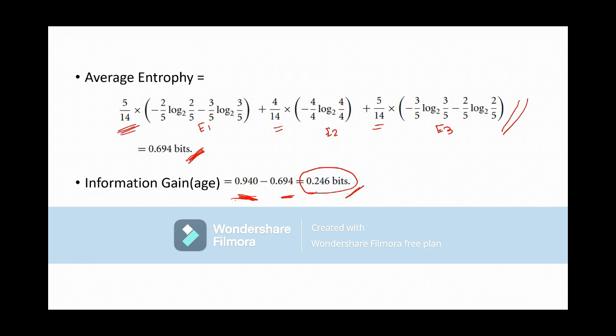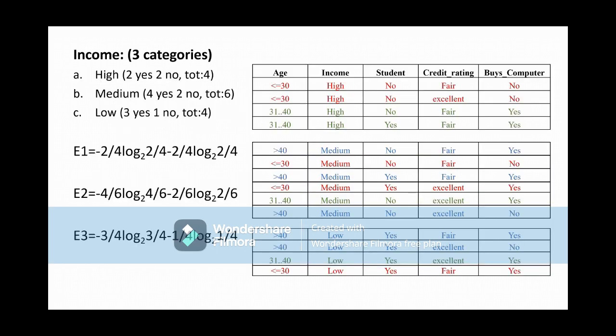Hence, using these same steps, we have to calculate the information gain for income. So income has three categories: high, medium and low. Based on those three categories, I'm splitting the data set into three divisions. If my income is high, then the class belongs to two classes, yes and no: 2 yes and 2 no's, totally 4 rows. And if my income is medium, I'm having totally 6 rows, and in those 6 rows there are 4 yes and 2 no's.